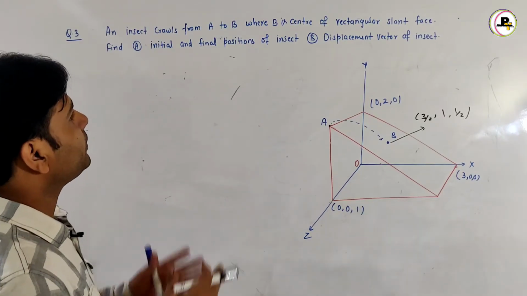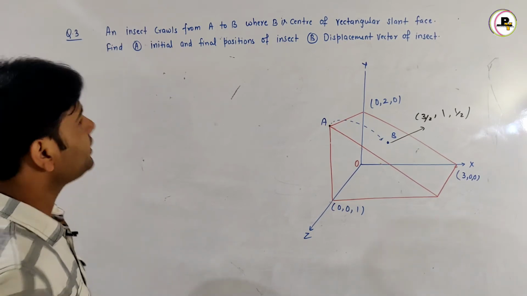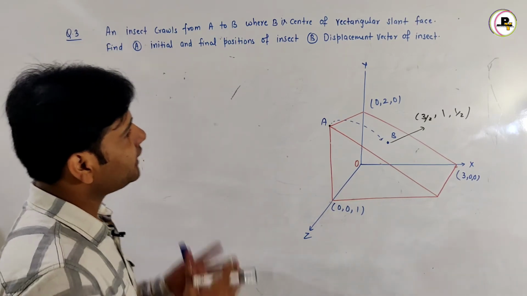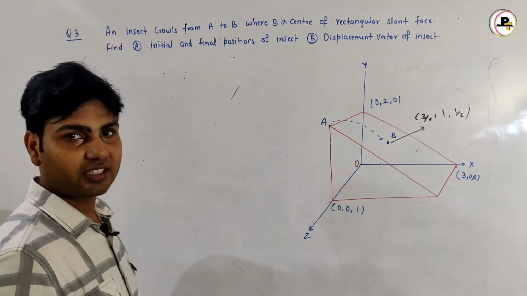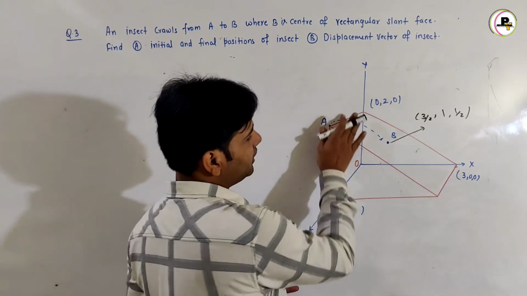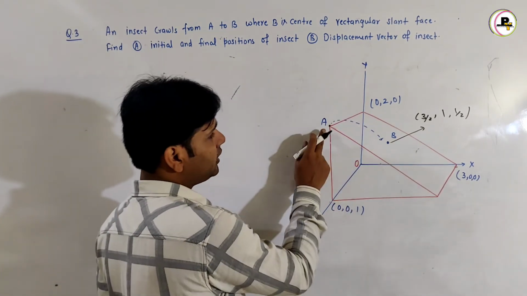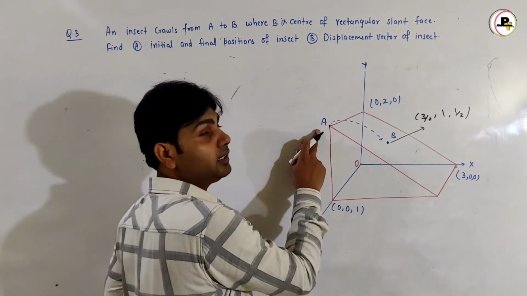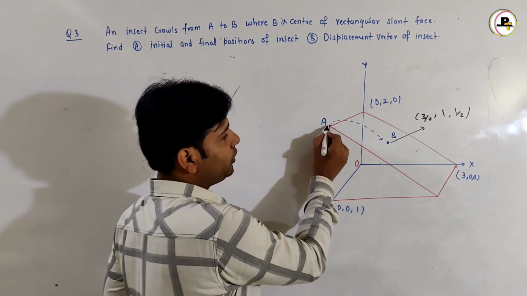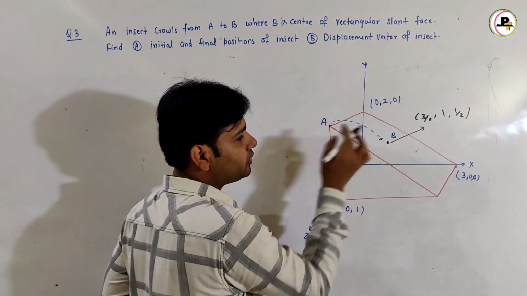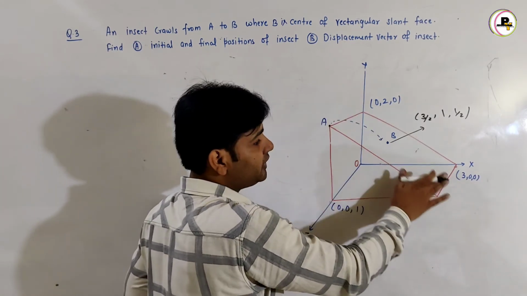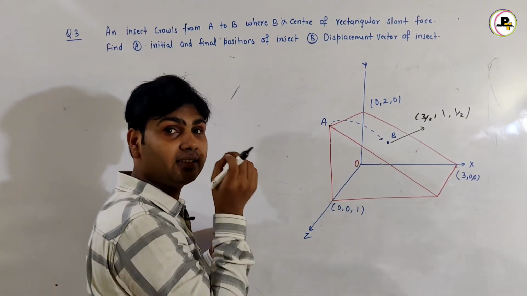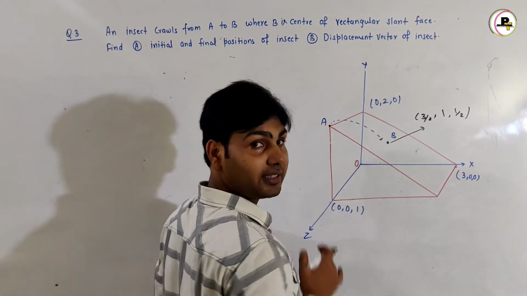So question number third is what? An insect crawls from A to B, where B is center of rectangular slant face. So what we have to find? Initial and final position of the insect, and B, what we have to find? Displacement vector of the insect. Here we have diagram where this face is slant face. Initially the insect is at point A, which is in YZ plane, so it will have only Y and Z coordinate. Now it moves on the slant face and moves to the point B, which is center of this slant face. So at this time the point B will be in the space, that is it will have all three coordinates, X, Y and Z coordinate.